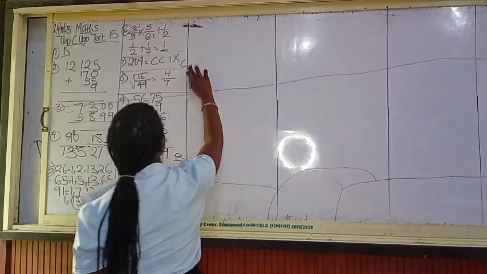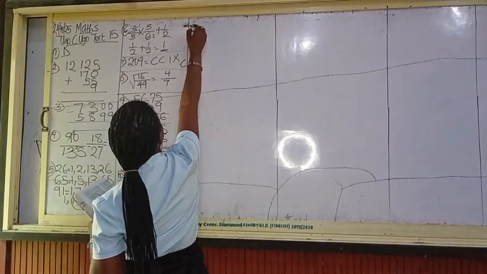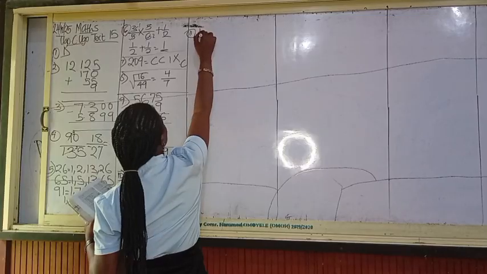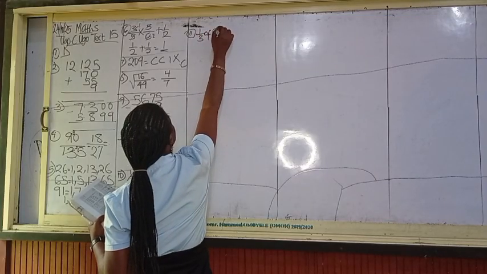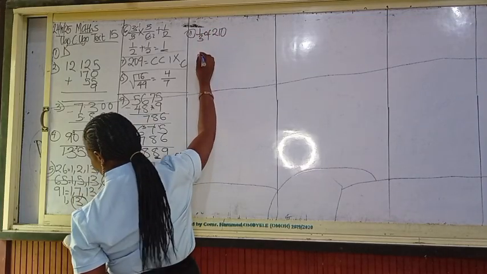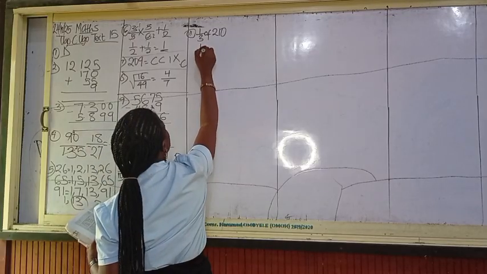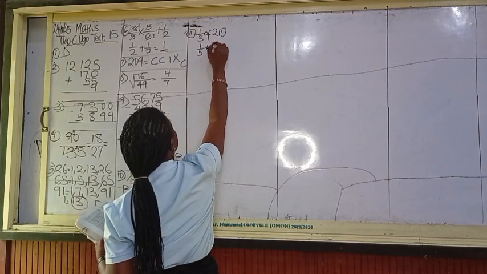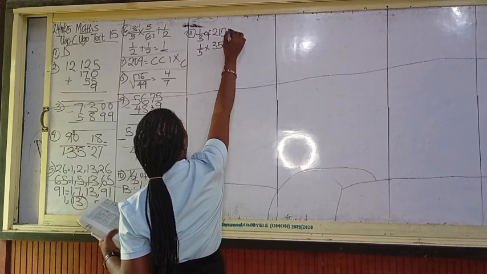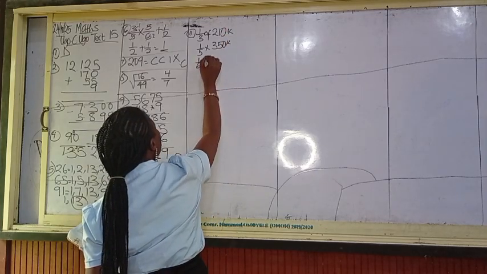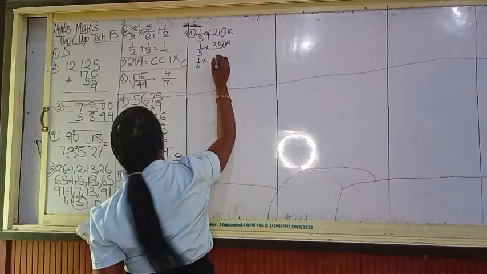So let's do that. Number 11. 1/3 of 210. We are adding the values together. 1/5 of 350 kobo. It is now kobo, no more naira. And 1/6 of 720.